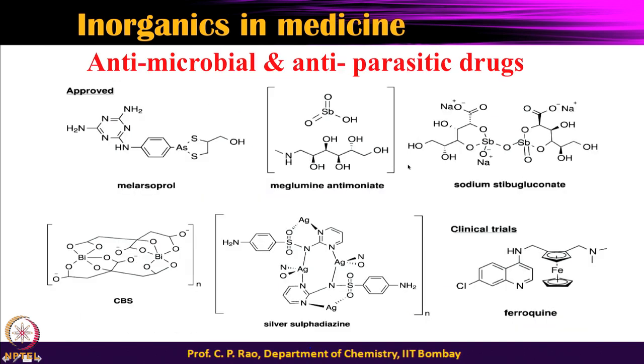Let us look at some more. Okay, here we have some things like anti-microbial, anti-parasitic drugs. So, this is melarsoprol. What do you have? Arsenic, and it is a kind of dithiol bridge binding chelation.